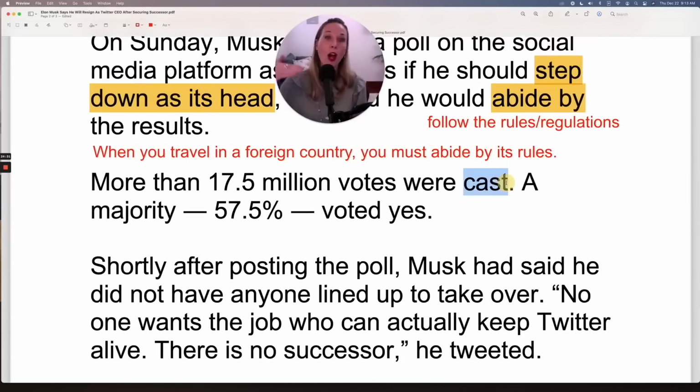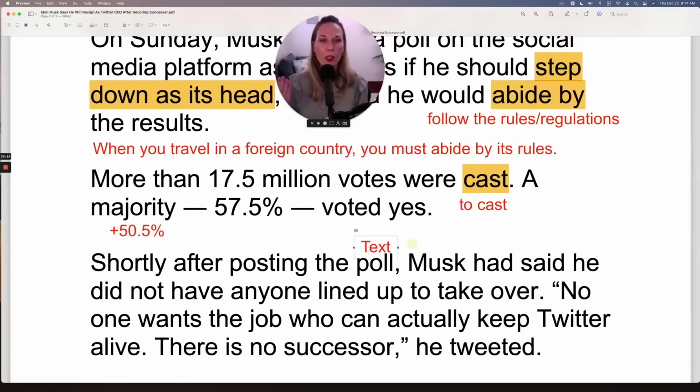So you cast a vote. That's just the verb we use, to cast. This is pretty specific to voting. But if you want to talk about voting, then you can use this, to cast a vote. A majority, 57.5, voted yes. So of course, majority is just plus 50%, right? Plus 50%. So 50.5% or more, that's the majority. If it's 50-50, well then there isn't a majority. It's even. But the second it becomes 50.5, then that is a majority.